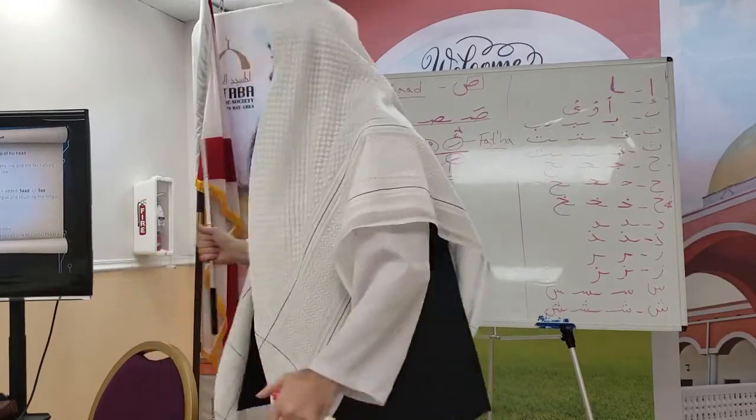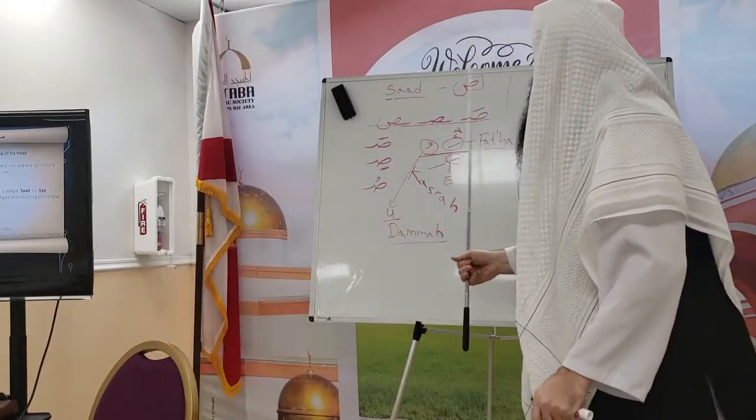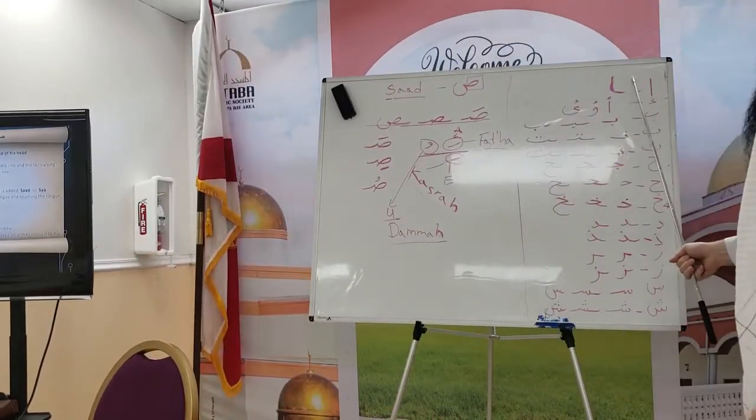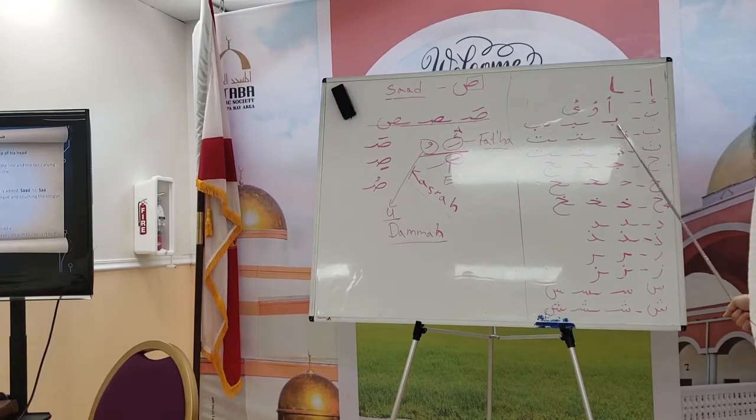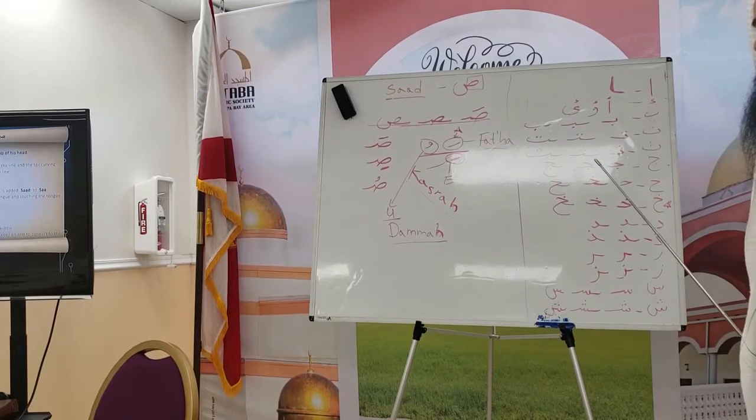And sad is a friendly letter. What do we mean by friendly? Friendly because it connects from both sides. This letter doesn't connect except from the right. Hamza doesn't connect at all. Ba is friendly, connects from both. Ta is friendly, connects from both sides. Tha from both sides.